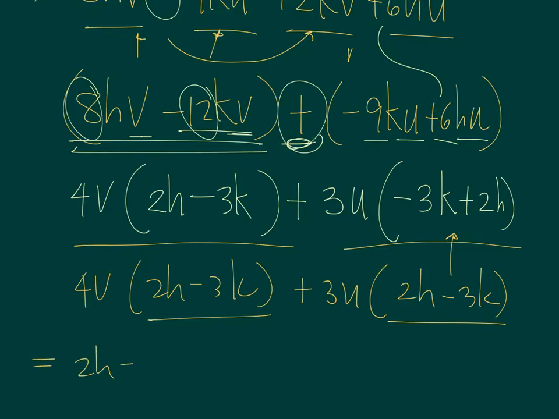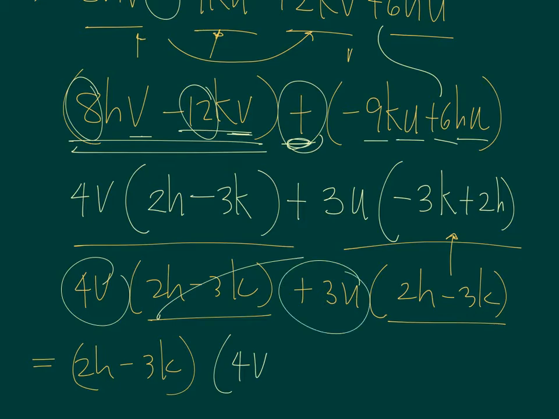So 2h minus 3k. And then if I factor that out, I have 4v left, and then plus, as you factor this out, plus 3u. So this is the factored form of the expression.